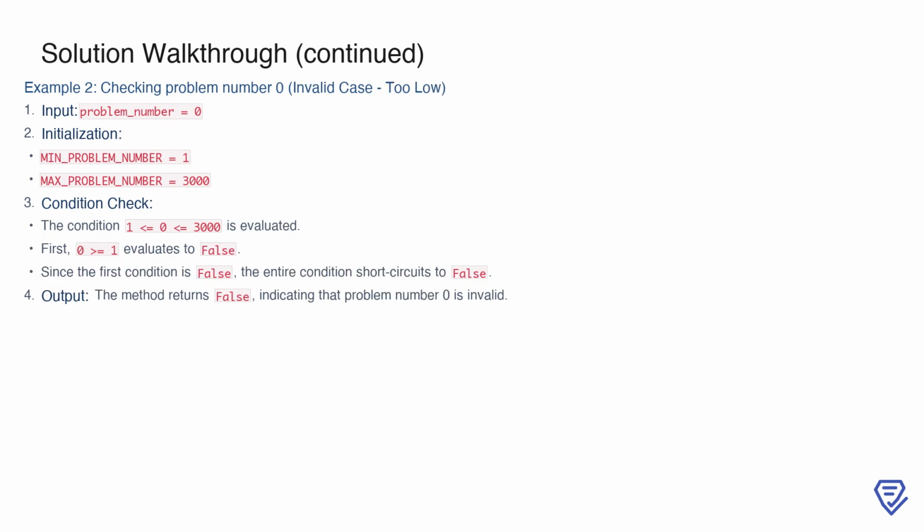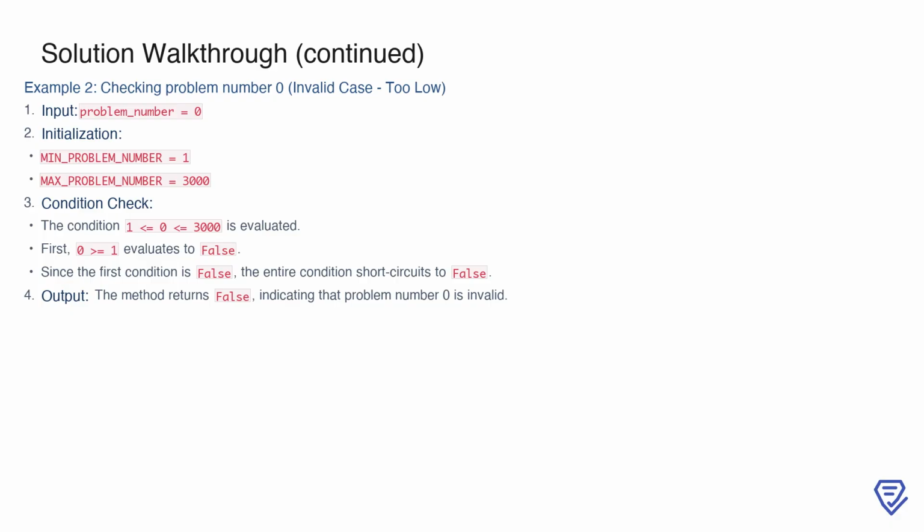Here, we evaluate a case where the problem number is invalid because it is too low. The input is 0, and as before, the constants for the minimum and maximum problem numbers are initialized to 1 and 3000, respectively. The condition to check validity is then evaluated. Specifically, we check if 0 is greater than or equal to 1 and less than or equal to 3000.